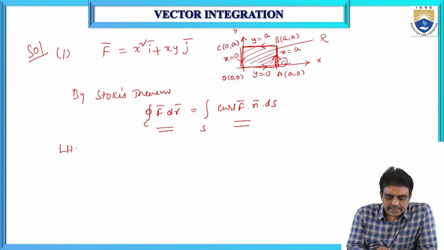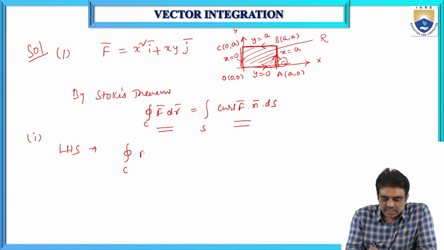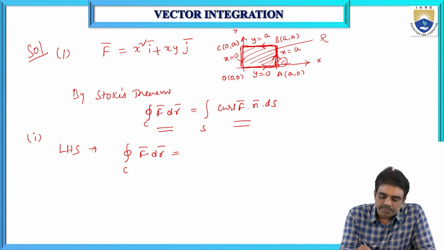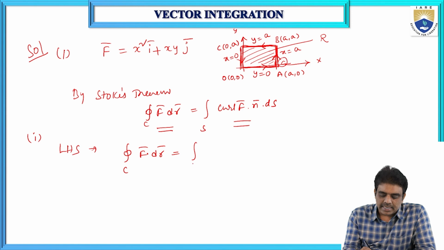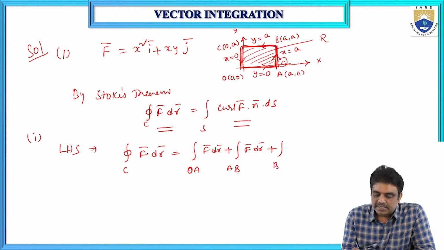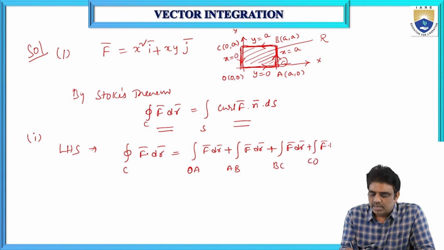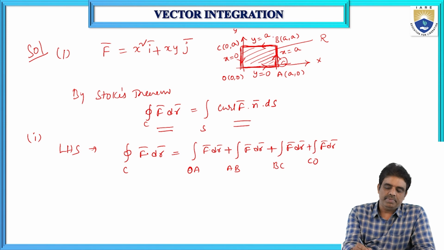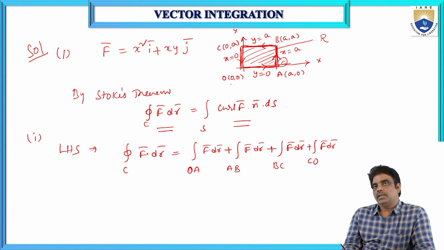Now consider LHS first. What is the integral along the closed curve C of f bar dot dr bar? This is the curve C. You can split this into the integral along OA of f bar dot dr bar, plus along AB f bar dot dr bar, plus along BC f bar dot dr bar, plus along CO f bar dot dr bar. So these are the 4 integrals you have to evaluate: along OA, along AB, along BC, along CO. One by one I will evaluate.